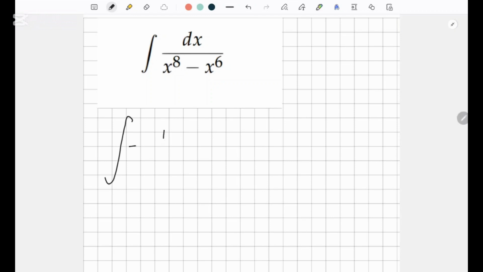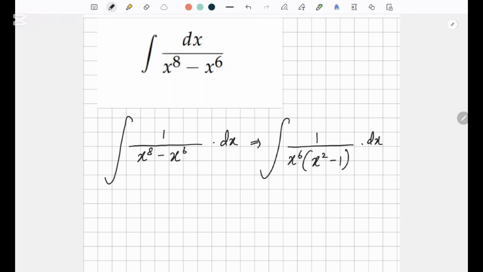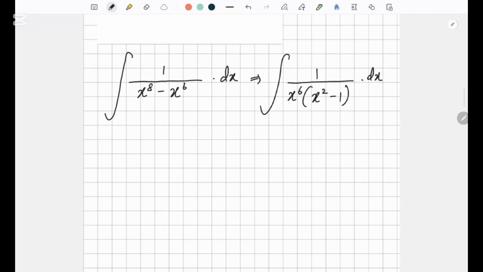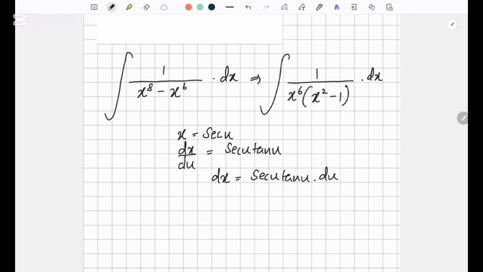So let me just write the question: 1 over x to the power 8 minus x to the power 6 dx. You could write that as the integration of 1 over x to the power 6 into x squared minus 1 dx. I just factorized the denominator. Now what we could do is take a substitution of x equals sec u. Then I can write dx over du. The differentiation is going to be sec u into tan u, right? Then I can write dx equals sec u tan u du.